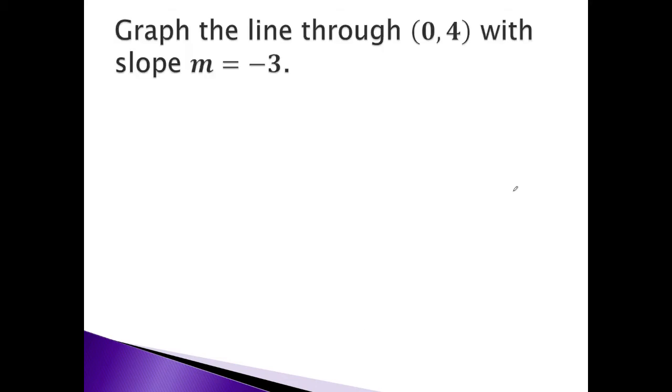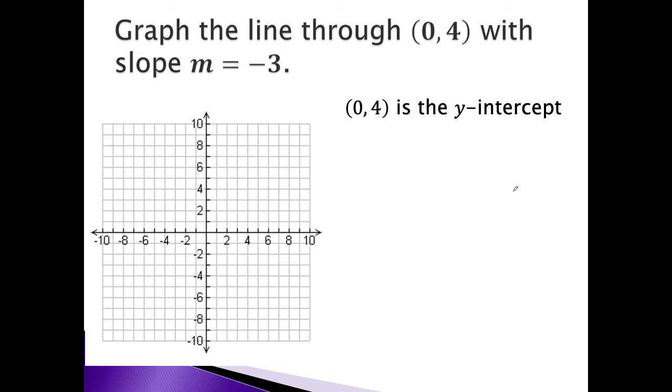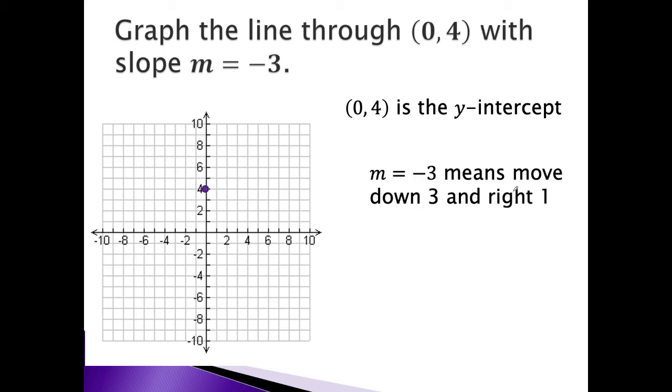Graph the line through (0, 4) with slope negative 3. So (0, 4) is my y-intercept, so I plot (0, 4), and the negative 3 means I go down 3 and to the right 1. So I go down 3 and I go to the right 1. Then I get to play connect the dots. So I draw a line through the dots.